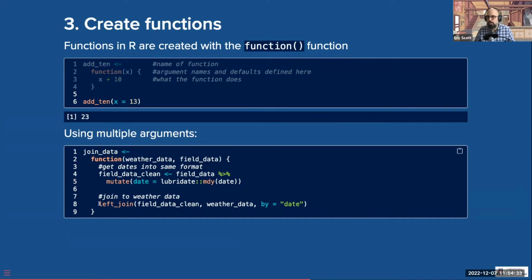So if we did assign this left join to something, like data frame new, we could just add another line that calls data frame new and spits that out. And then that function will work.